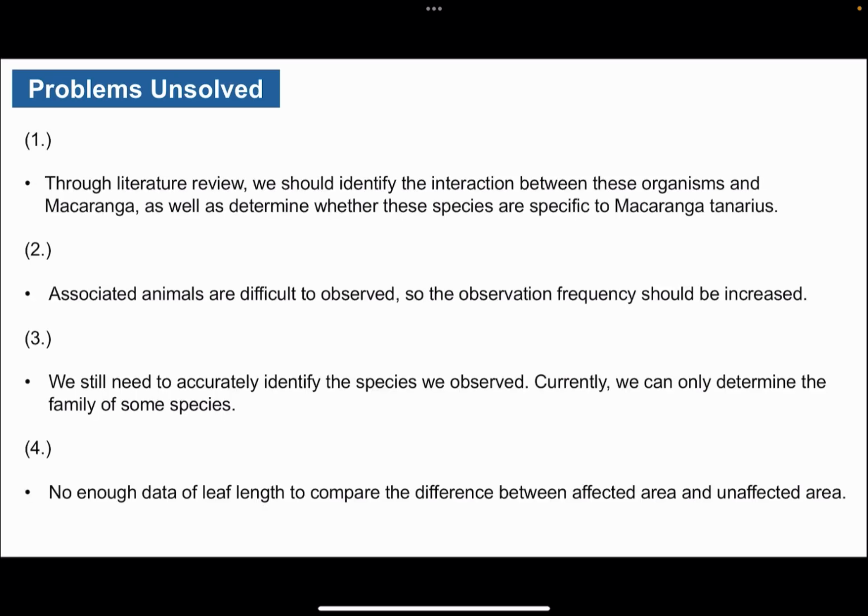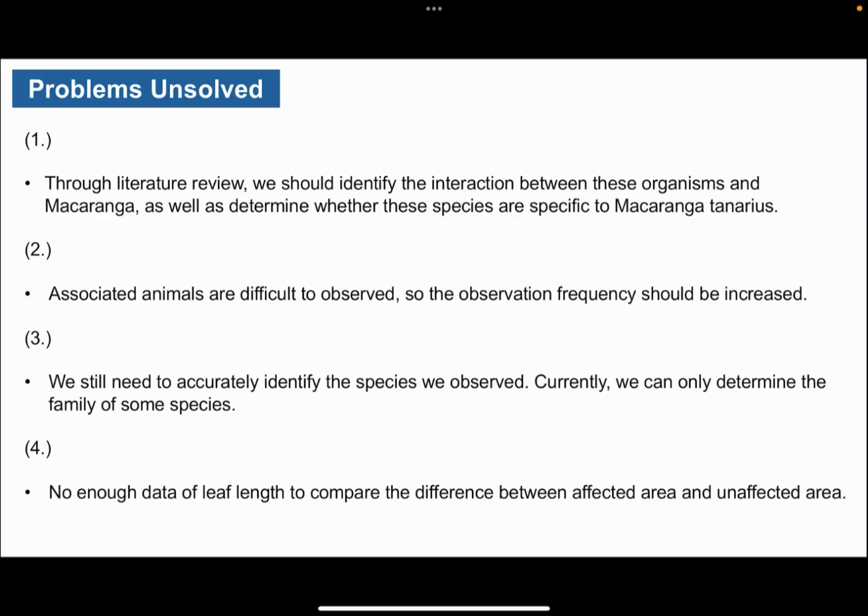And here are our unsolved problems. First, through a literature review, we should identify the interaction between these organisms and Macaranga, as well as determine whether these species are exclusive to Macaranga tenarius. Second, associated animals are difficult to observe, so observation frequency should be increased.